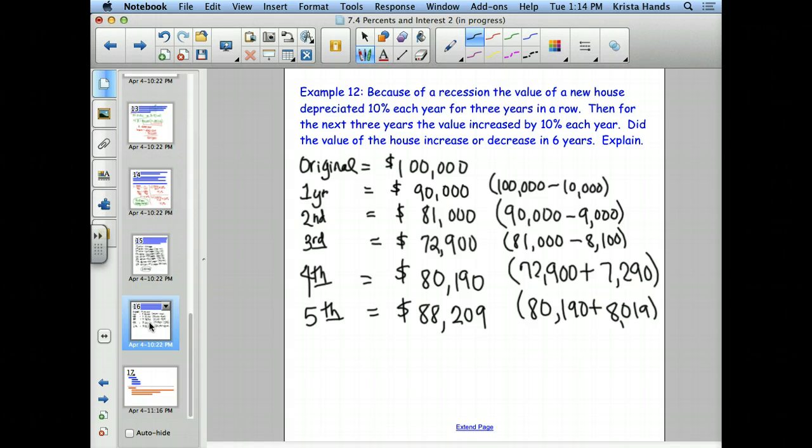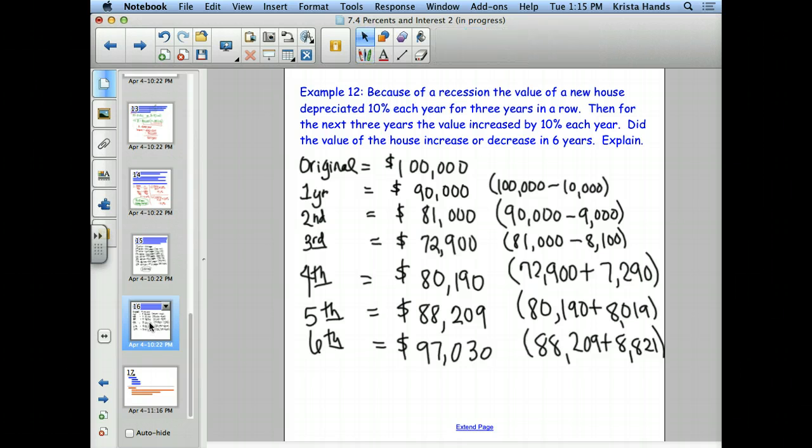Good. One more year. This is our 6th year. We have now 88,209. What are we going to add to it? We'll round to the nearest dollar. That's fine. So we'll go 21. All right. So what does this give me? 96 or 97? I have 97 written down. 97,030. Okay, so compare.